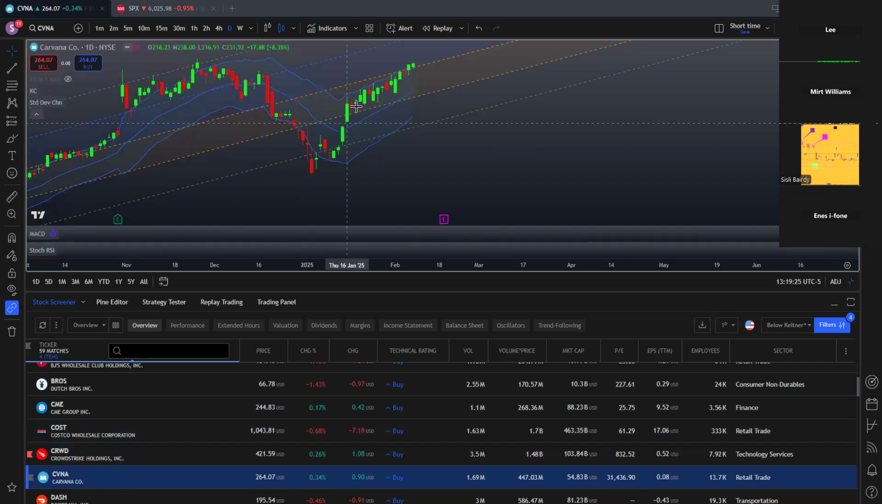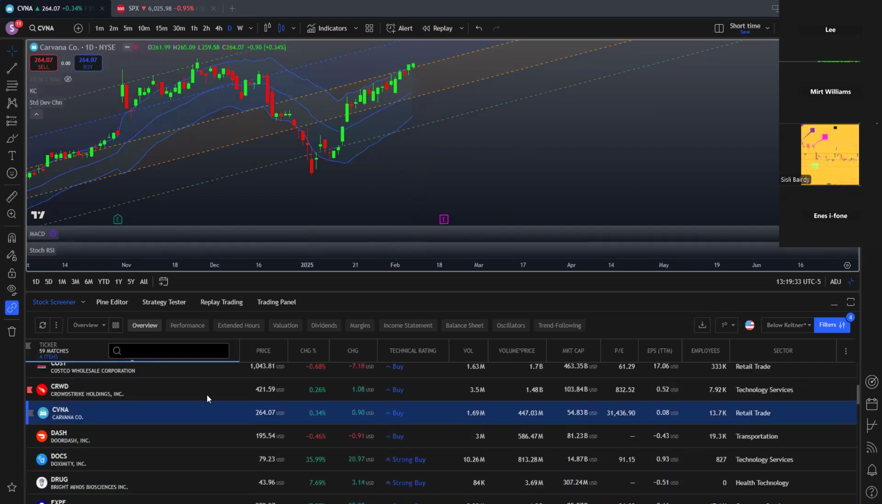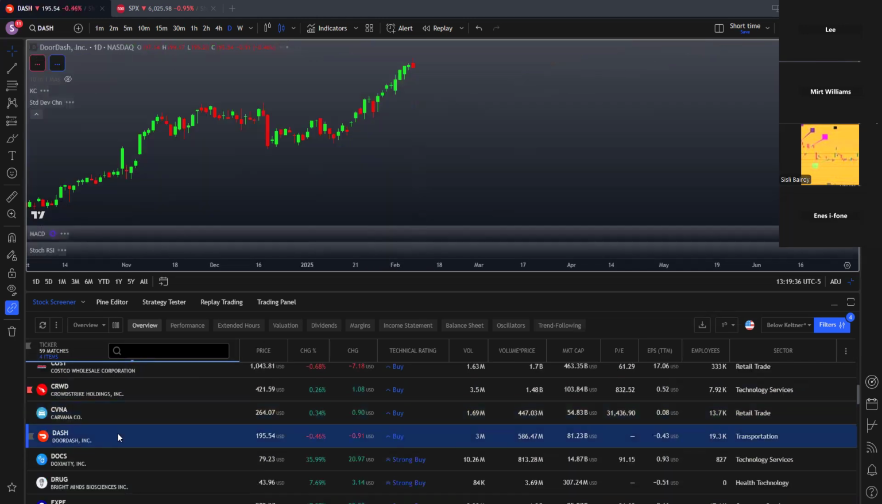Carvana. Carvana's been on a nice trend. Look to your left. Are we at some resistance area? We're at a resistance area right here. Let's see what happens. See if it pivots, starts to work its way back down. You can take plays.